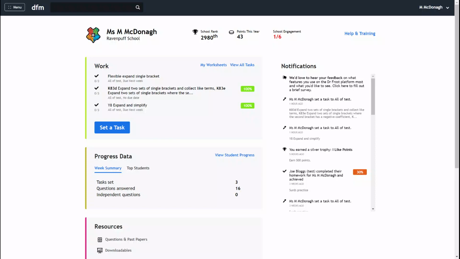Welcome to this training video on generating shadow papers on Dr. Frost. You can generate a shadow paper anywhere on the website where there is an existing saved worksheet. You can make shadow papers from your own worksheets, or from past papers or topic tests that exist on the website.